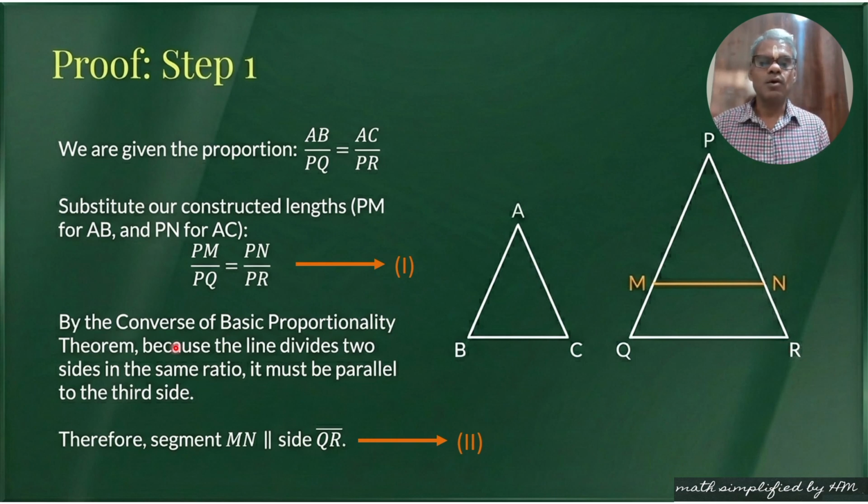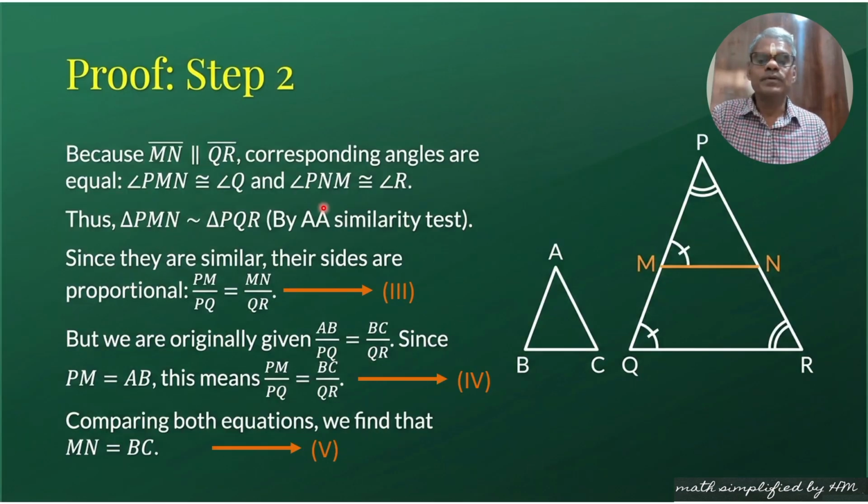Now, by the converse of the basic proportionality theorem, because the line divides two sides in the same ratio, it must be parallel to the third side, and thus we get segment MN is parallel to side QR. Let us name this statement as 2. Now we move to step 2 to prove MN is equal to BC.